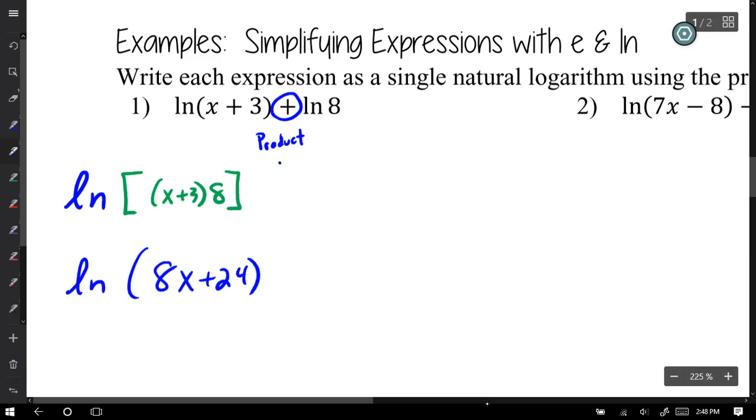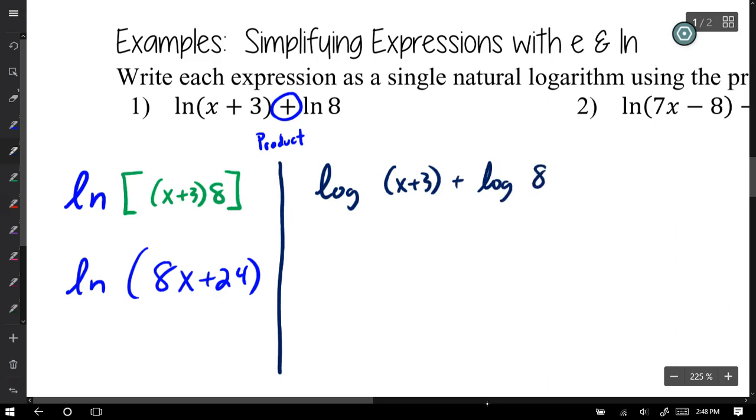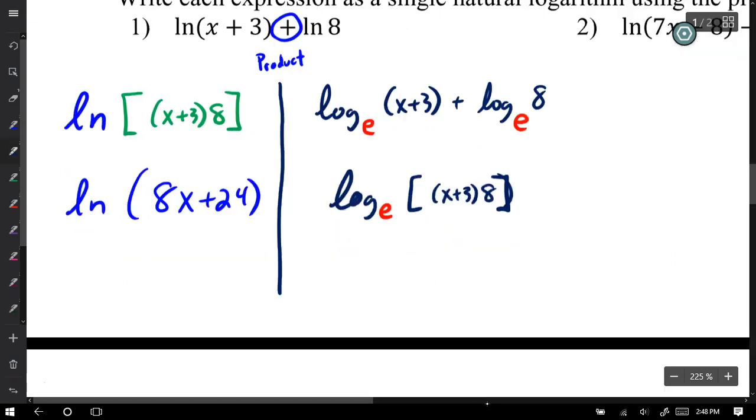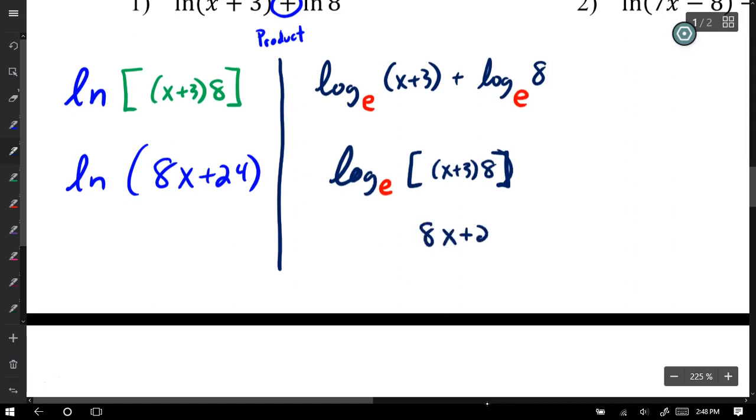And that's it. It's the same as if it were log of x plus 3 plus log, wait a minute, it's base e. I put that base e in the wrong spot. It's base e. So let's see if that changes. Well, if I do log, and I know it's base e, of x plus 3 times 8. Let's see, that does give me 8x plus 24, so that's nice. And we did learn log base e means ln. But it's the same thing. So it's the same as using log base e.